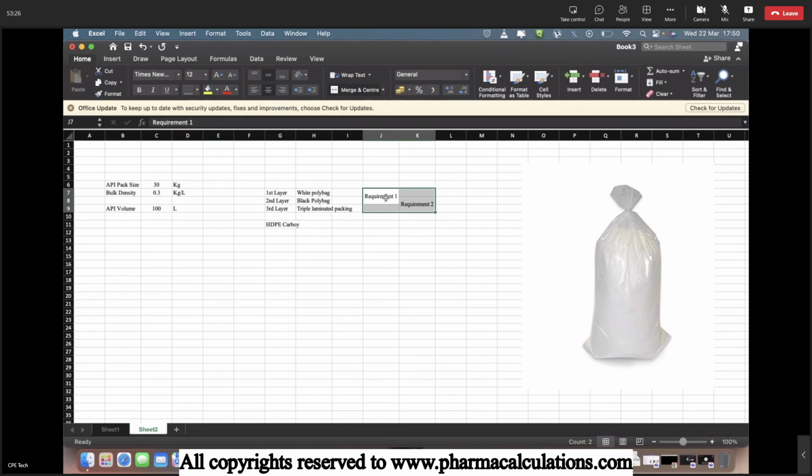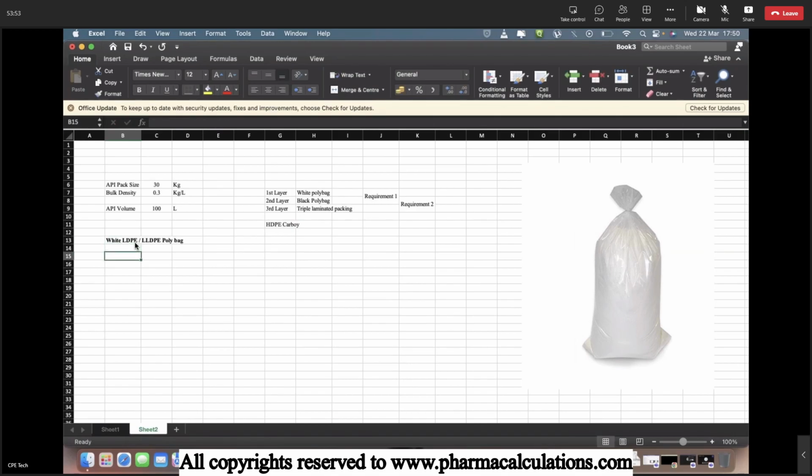So in total, we got 2 requirements. This is the first level of silica gel where we need to place, and this is the second level. Let's consider the dimensions of the polybags now. Let's take the white LDPE or LLDPE polybags.